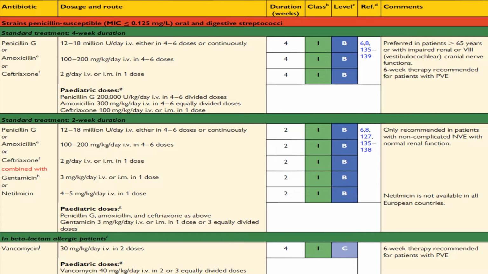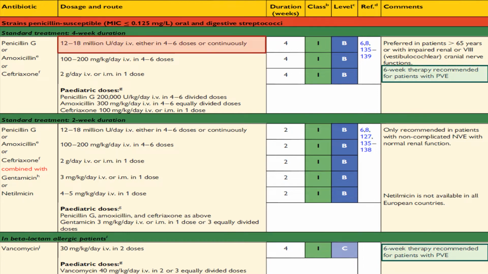If the patient is allergic to beta-lactam, you have to use vancomycin instead. In this case, the duration required is 4 weeks. Finally, for prosthetic valve endocarditis from susceptible digestive streptococci, the duration should be extended to 6 weeks.